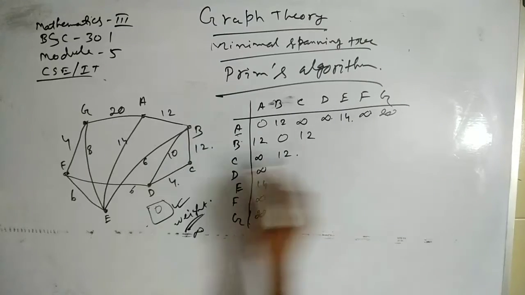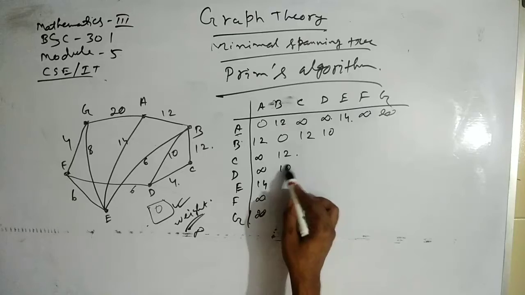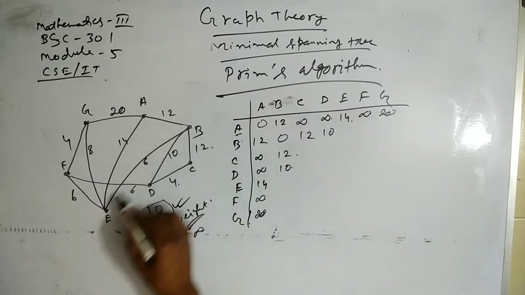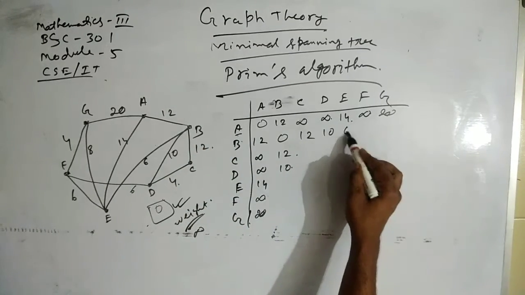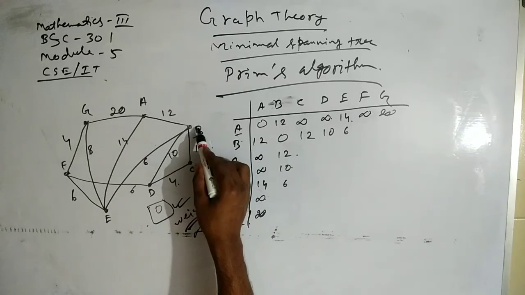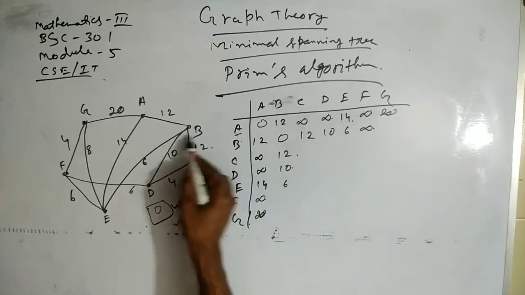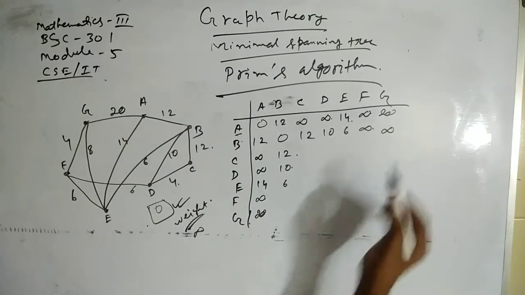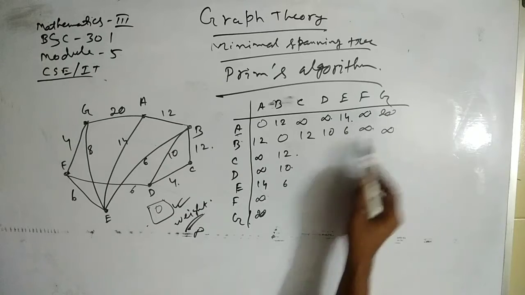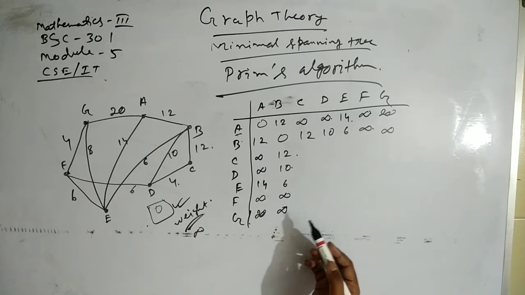B to D is 10. B to D is 10, so D to B will be 10. B to E is 6, so E to B will be 6. B to F, there is no edge between B and F, so it will be infinite. There is no edge between B and G, so it will be infinite. Then F to B will be infinite, G to B will be infinite.